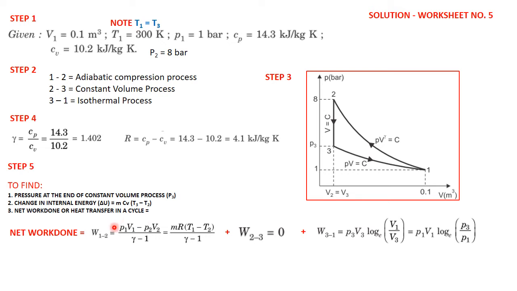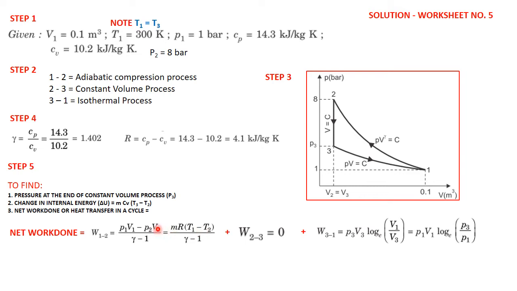Net work done is the sum of the work done. The work done during the adiabatic process, this one, plus the work done during the constant volume process, this one, and the work done during the isothermal process, this one. So in the adiabatic process, what is the formula? (P1 V1 minus P2 V2) by (gamma minus 1). This is between 1 and 2, so no problem here. In other words, you can use either this formula or this formula. It is up to you.